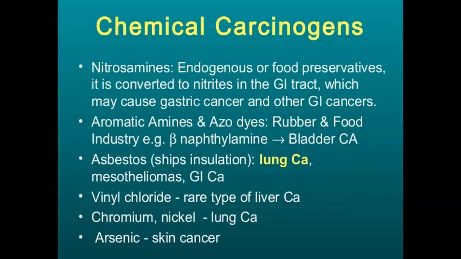The nitrosamines, endogenous or from food preservatives, are converted to nitrites in the GI tract, which may cause gastric cancer and other GI cancers. The aromatic amines and azo dyes, used in the rubber and food industry, for example beta-naphthylamine, cause bladder carcinoma. Asbestos, used in ship insulation, causes lung carcinoma, mesothelioma, and GI carcinoma. Vinyl chloride causes a rare type of liver carcinoma. Chromium and nickel cause lung carcinoma. Arsenic causes skin carcinoma.